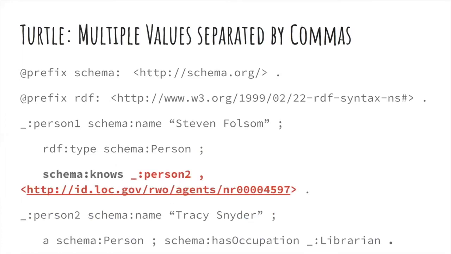Next up, we have the use of commas. So if we want to use the same property but provide multiple values without repeating the subject. Again, we have person 1, but we want to say that person 1 knows more than one person. They know person 2 plus this other entity. We can use a comma. So it's just another way of expressing RDF in Turtle without having to repeat certain values.